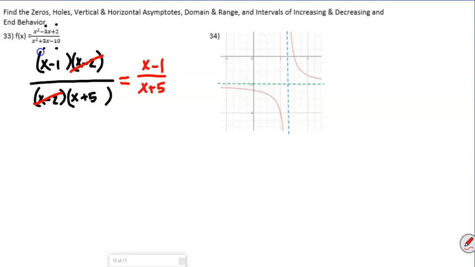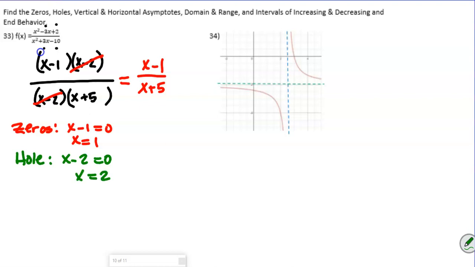All right, so now what we want to do is find our zeros. So to find our zeros, we set our numerator equal to 0. So we're going to say x minus 1 equals 0. So x equals 1. Then we're going to find our hole. That's the next thing it says up here. So to find our hole, we're going to set our repeated factor, which is x minus 2, equal to 0. So our x is equal to 2. Then we're going to plug that 2 back into our equation. So our y is going to be equal to 2 minus 1 over 2 plus 5, which is 1/7. So our hole is going to be at 2, 1/7.